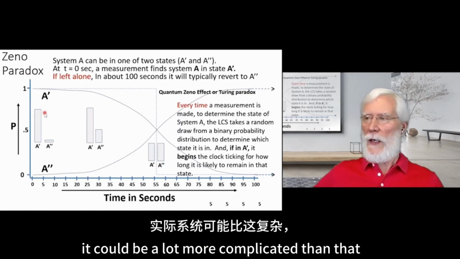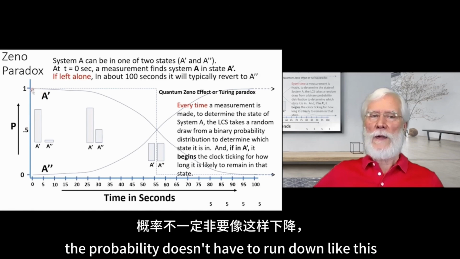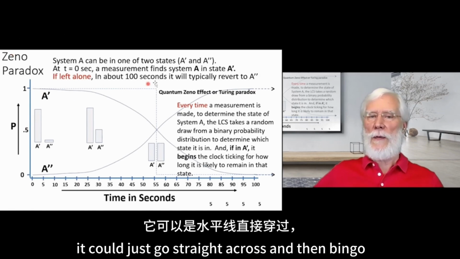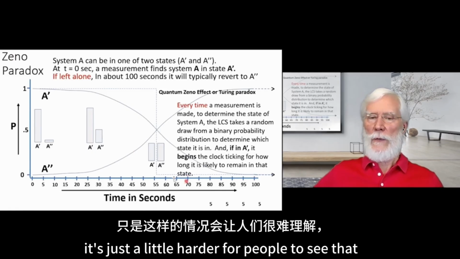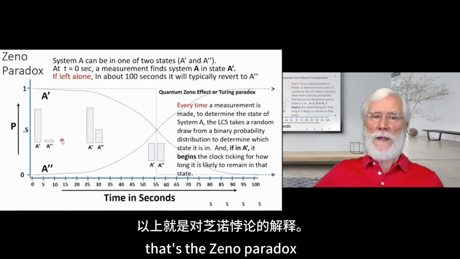It could be a lot more complicated than that. Could be a whole lot more complicated. The probability doesn't have to run down like this. It could just go straight across and then bingo, go down like this. It's just a little harder for people to see that. Here the probability distributions are the same. So that's the Zeno paradox.